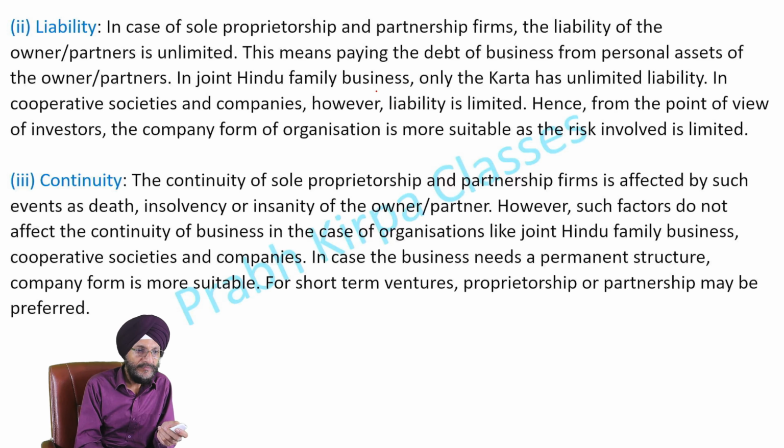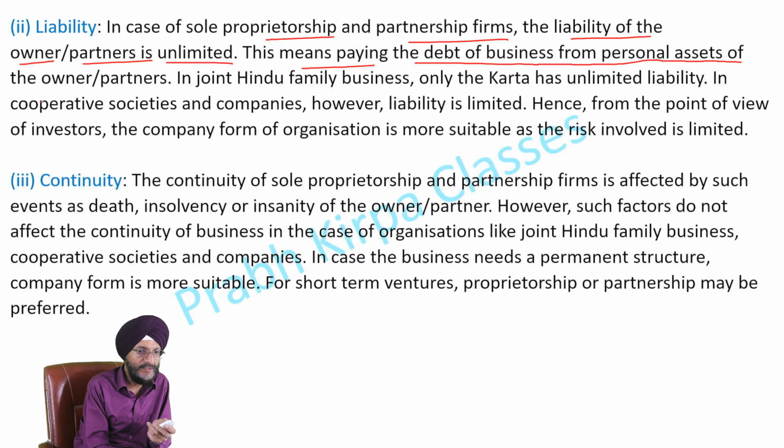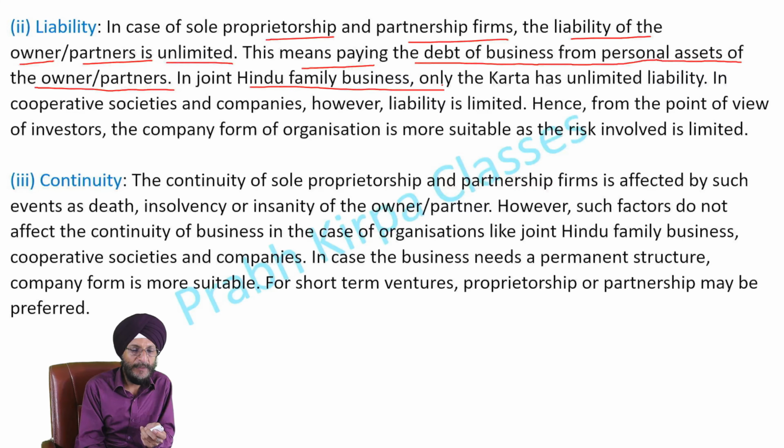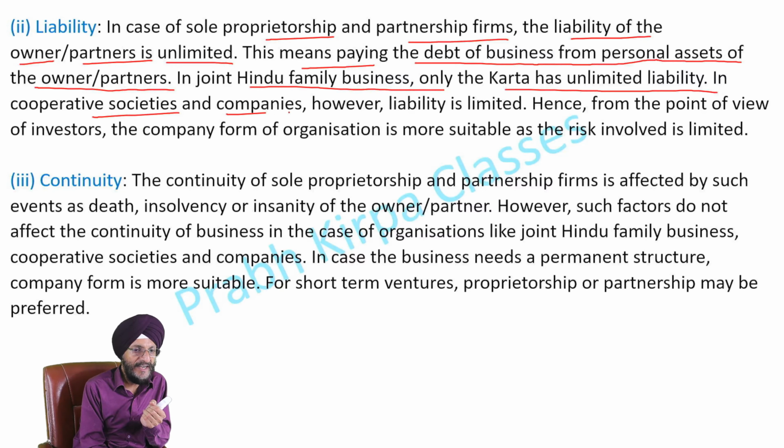Liability. In the case of sole proprietorship and partnership firms, the liability of the owner and partners is unlimited. This means paying the debts of the business from the personal assets of the owner or partners. In the case of joint Hindu family business, only the Karta, which is the eldest member in the family, has unlimited liability. In the case of cooperative societies and companies, however, liability is limited.